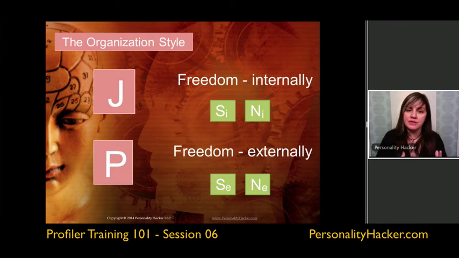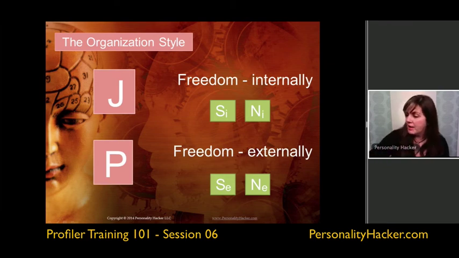If you're a perceiver, it goes the opposite direction. You want your freedom to be external. That means your sensing and intuitive process will always have a little E next to it, indicating extroversion or external freedom. So judgers will always have a little I next to the sensing or intuitive preference, and perceivers will always have a little E next to their sensing and intuitive preference.